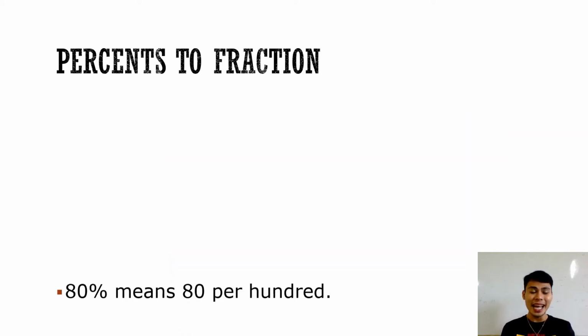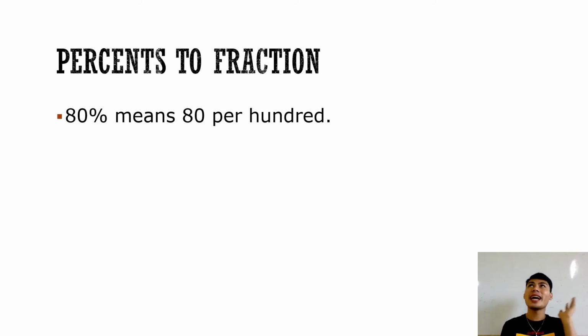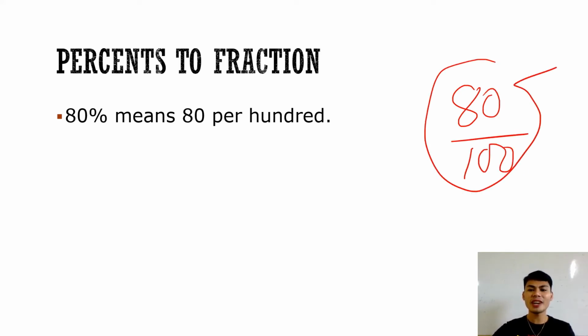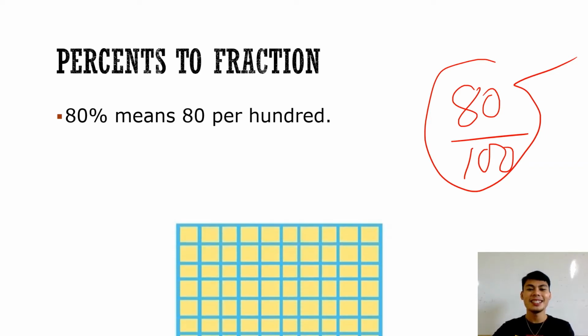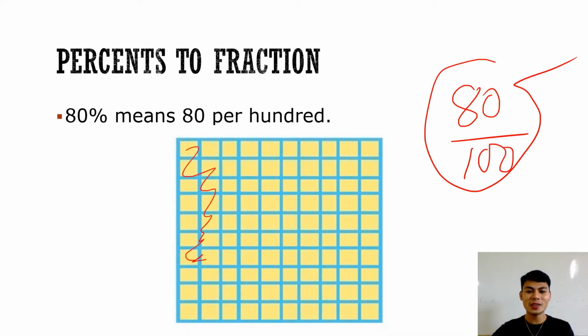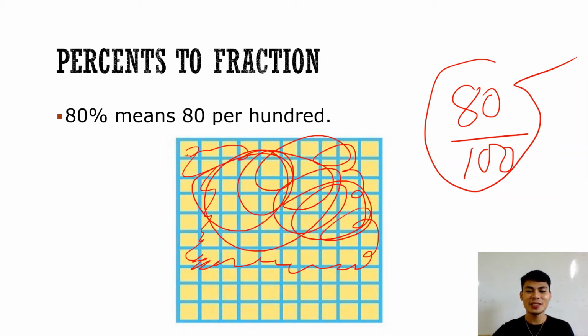Last example, 80%. Put in your mind, 80% is 80 per 100. I have a representation of this in the boxes. This is the 80, and you can see that they are shaded individually. So 80 per 100. Ganyan lang po. Basic lang po. Now, we have percents to fraction.